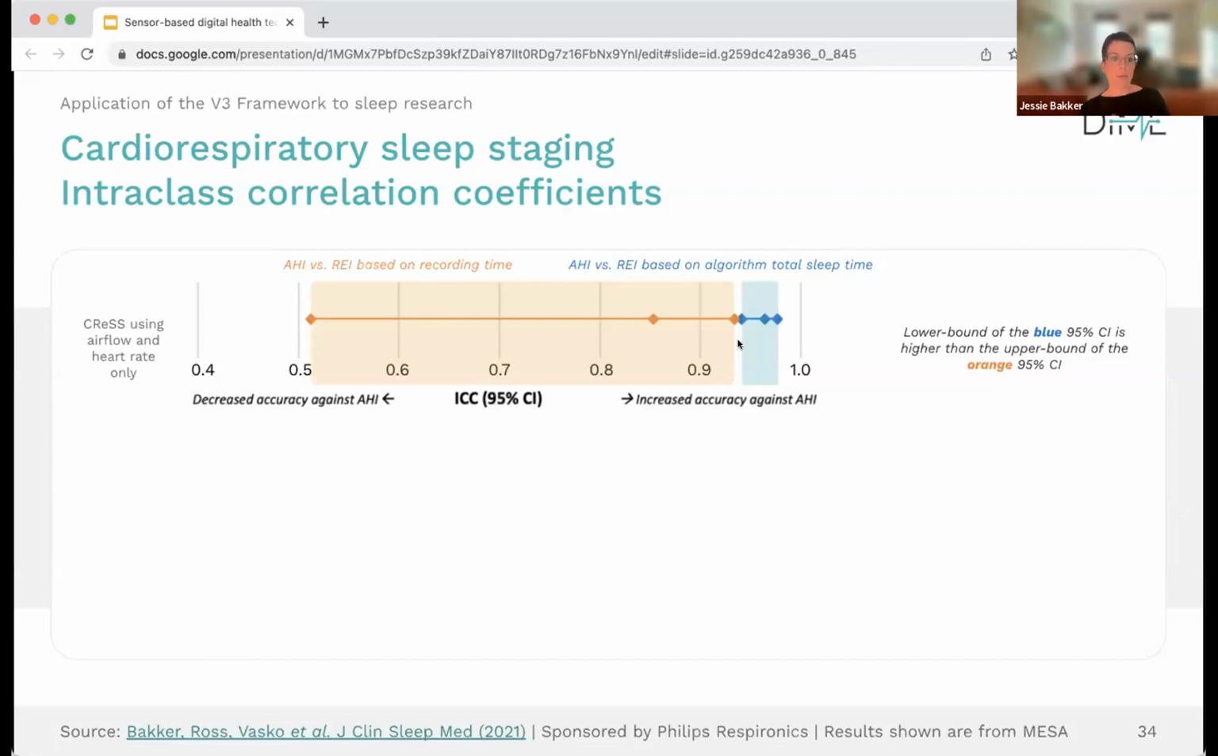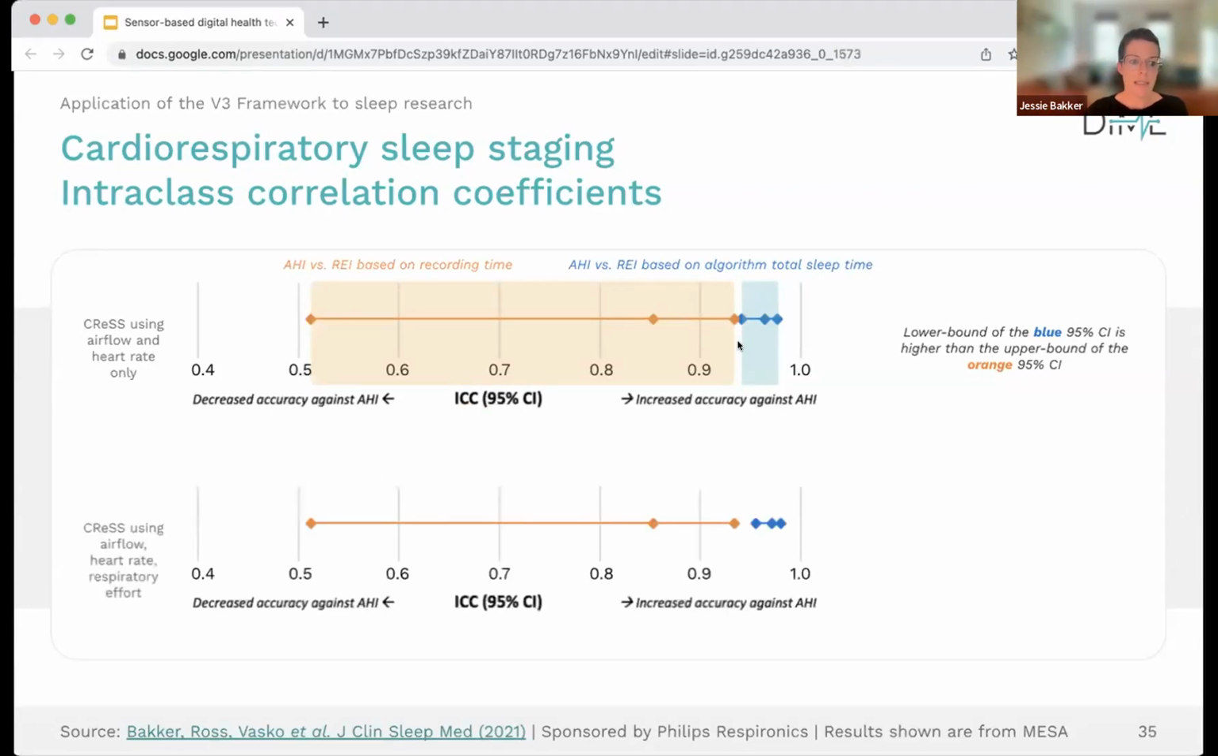Now, all of the data at the top here are generated when the algorithm uses only two input signals, so airflow and heart rate. If we now allow the algorithm to also use the thoracic respiratory effort signal, we see no change to the orange line because nothing has changed. That additional signal doesn't make any difference to the recording time. But what we do see is a change in the blue data, as again, I think is clearer when I put some shading behind it.